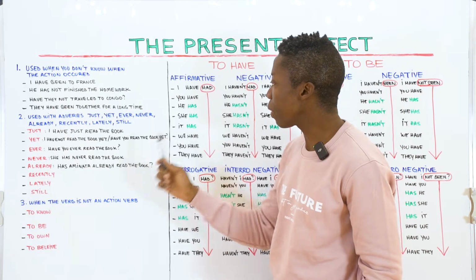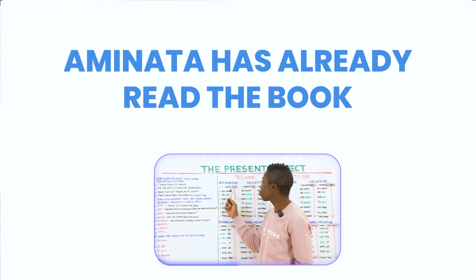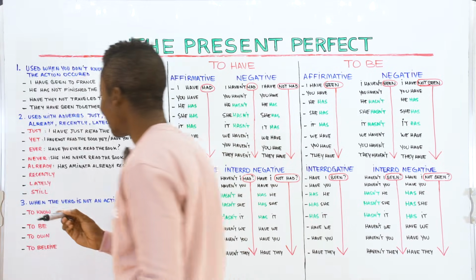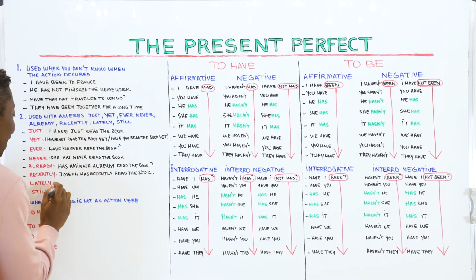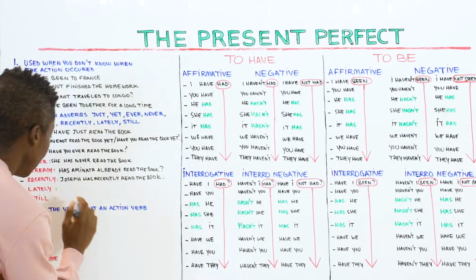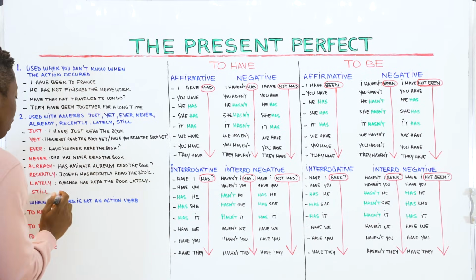Or, si c'est la forme affirmative, Aminata has already read the book. Make sense? Okay. Recently. Joseph has recently read the book. Lately. Lately, c'est presque la même chose que recently. Donc ici, Amanda has read this book lately. All right, and then still.